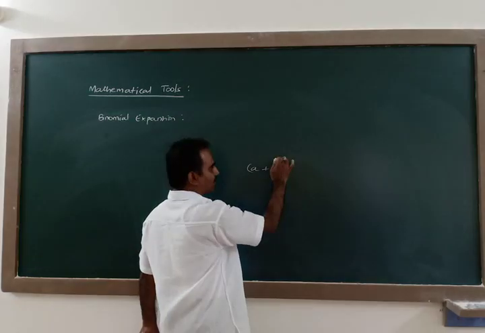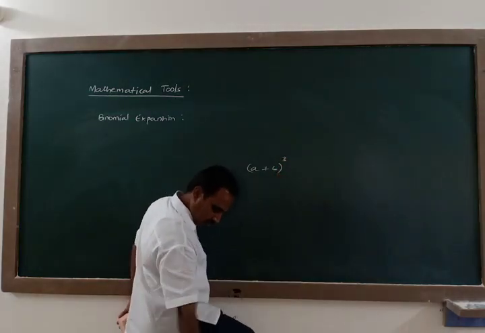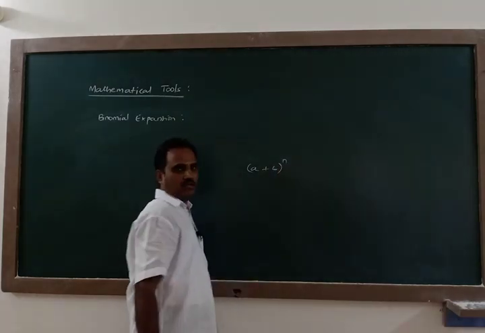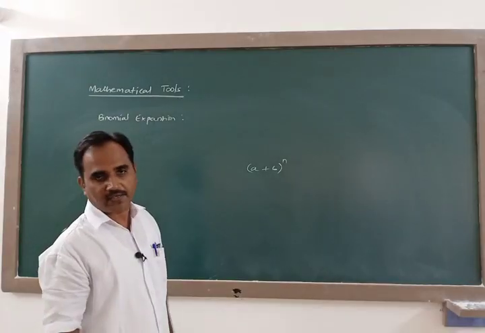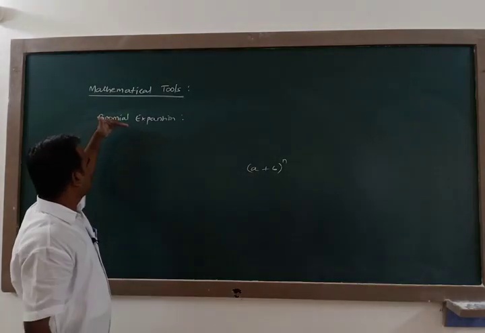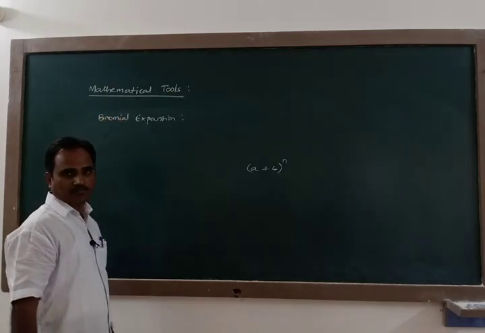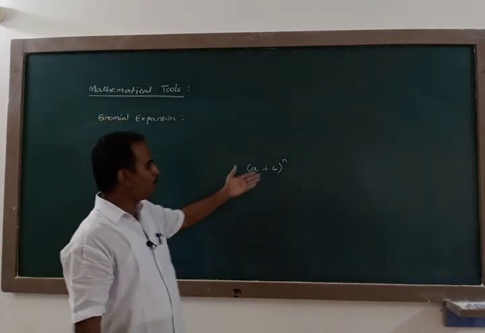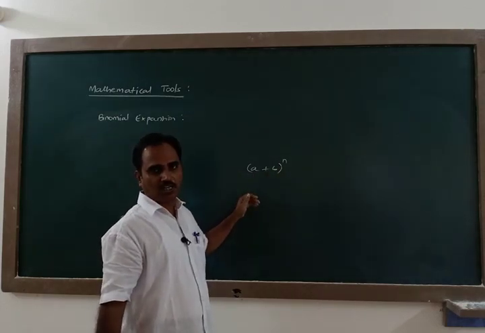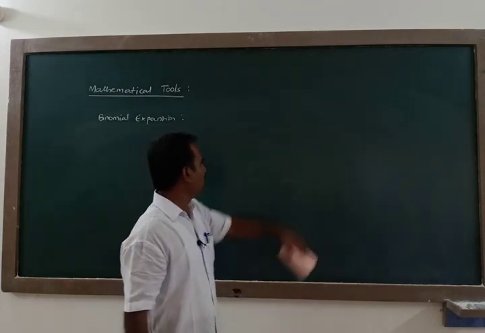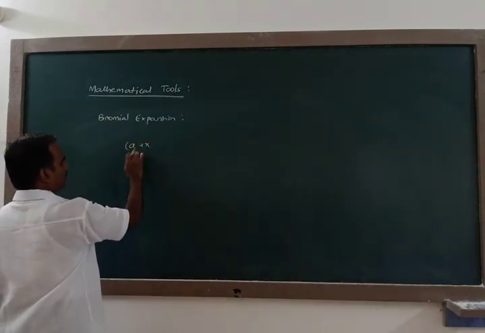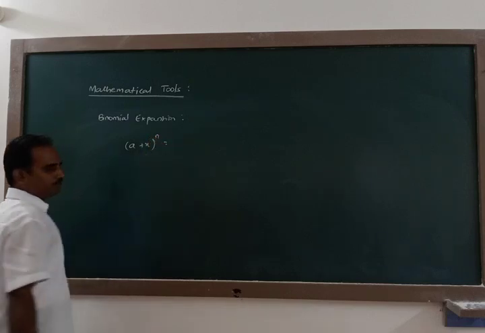But when the power is extremely high, like (a + b)^n, how do we expand it? In such a case, we need to take the help of binomial expansion. The power may be positive or negative, whatever the terms may be, irrespective of all those things. If you remember the binomial expansion, (a + x)^n.